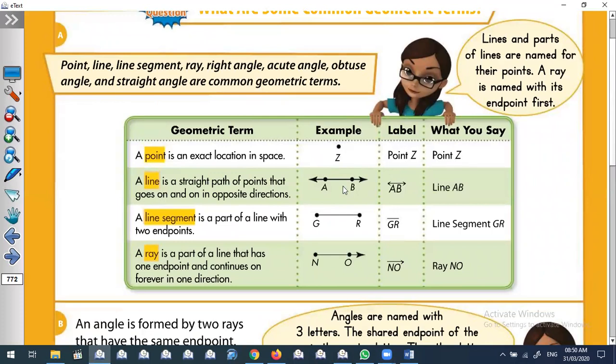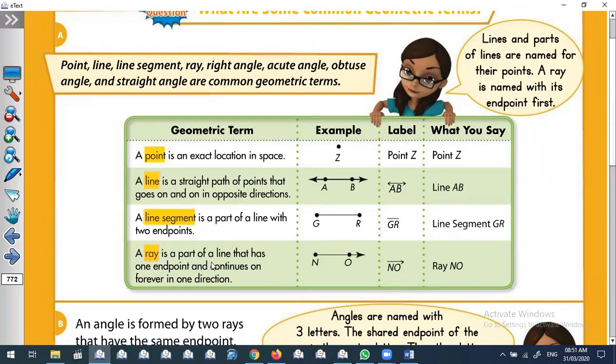A line is like that. A line is a straight path of points that goes on and on in opposite directions. Line AB, we read it like that. A line segment is a small part of a line with two endpoints. This is called line segment GR.